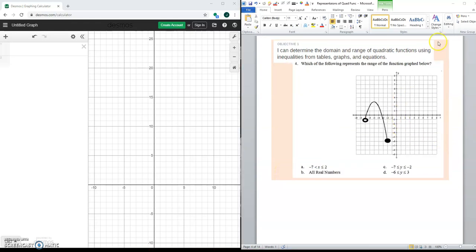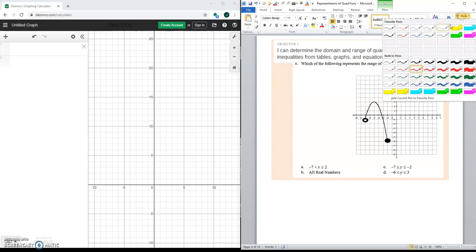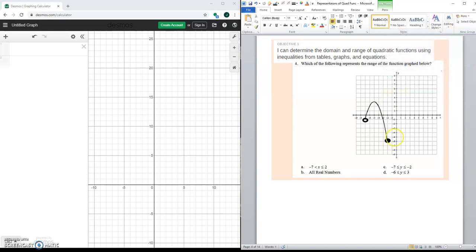Example 4. Which of the following represents the range of the function graphed below? Because this is range, we're going to mark bottom to top. So I'm marking the bottommost of my graph.